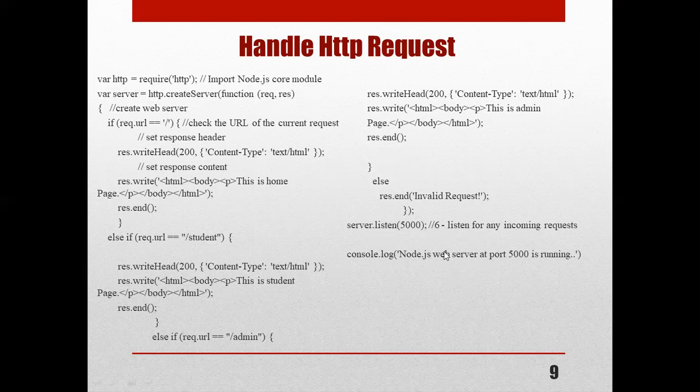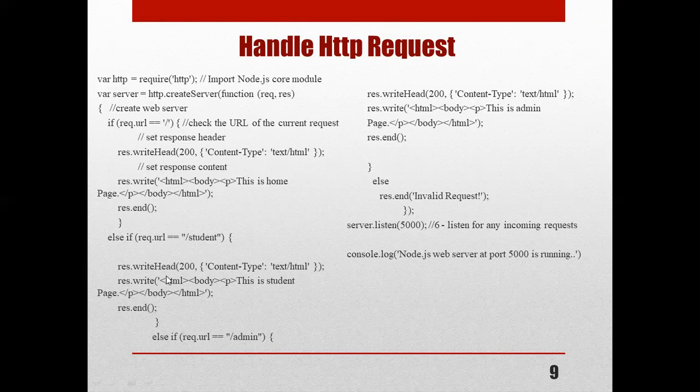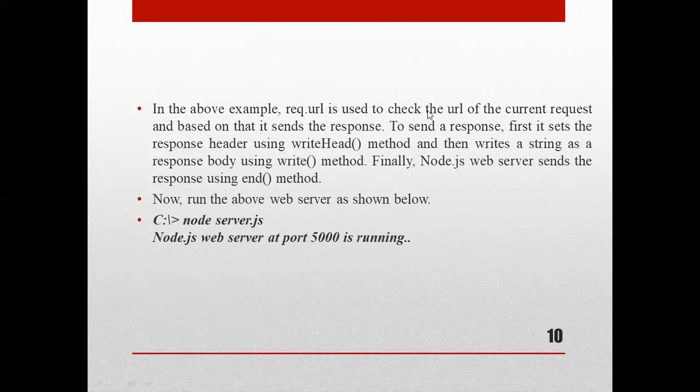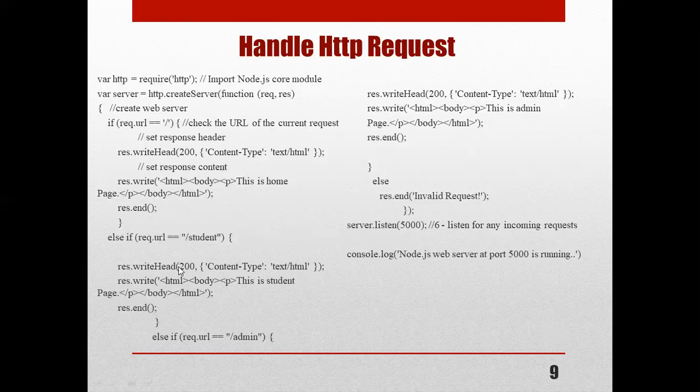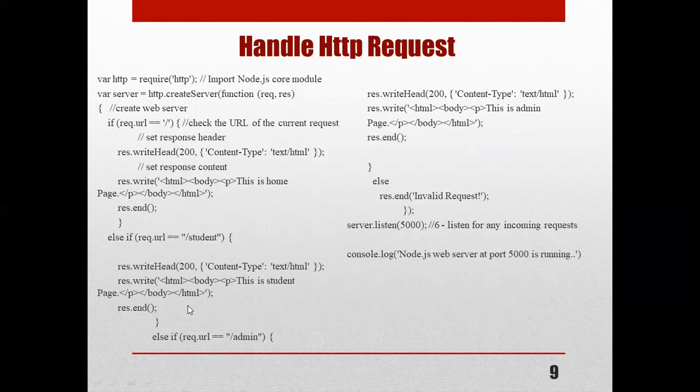Okay, this is the example of how we are going to handle the HTTP request and response here. In this example we have used request.url, which is used to check the URL of the current request, and based on that it sends the response. To send a response, first it sets the response header using the writeHead method and writes a string as a response body using the write method. Here we have set the response header and written the content using the write method. At last the web server sends the response using the end method.